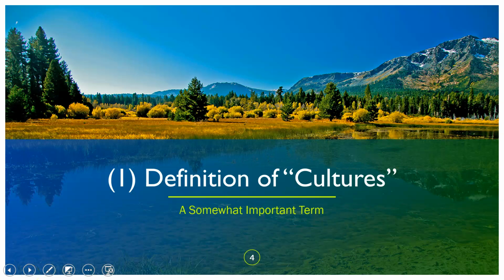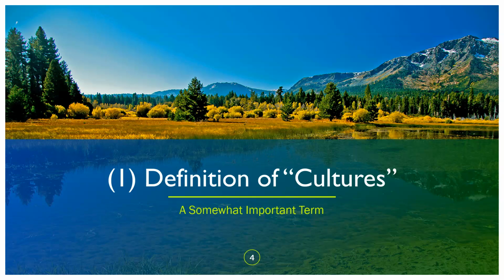So first, let's talk about cultures. Kind of an important term, given the fact that it's right there in the title of the course. And I realized after the fact last week that I haven't actually defined cultures. And it's worth defining because the term sometimes gets used in different ways by different people.